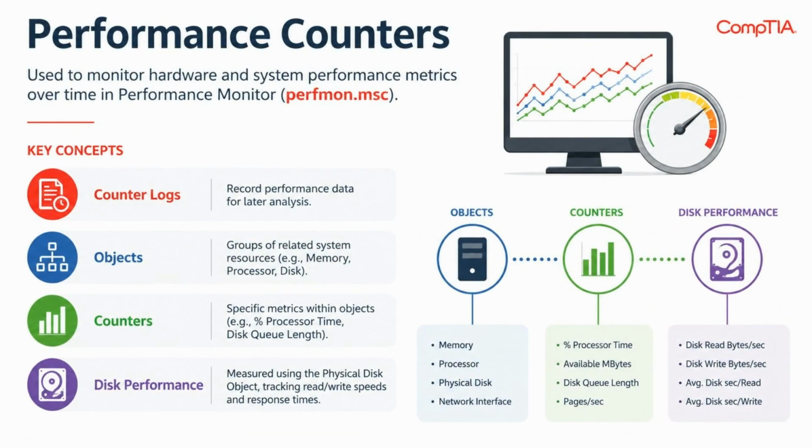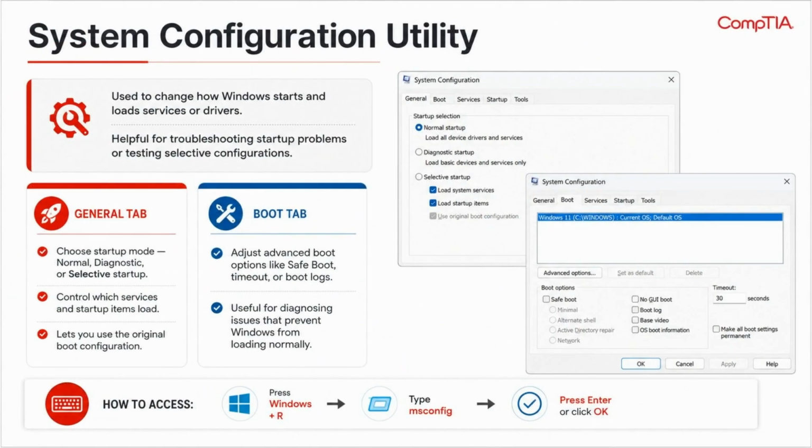For deeper analysis, the Resource Monitor, or resmon.exe, provides a real-time, granular view of system activity. It is particularly effective for identifying resource bottlenecks or tracking disk-heavy applications that Task Manager might not capture in sufficient detail. The Performance Monitor, or perfmon.msc, is our tool for long-term tracking. It uses performance counters, organized into objects like memory or processor, to log data over time, which is invaluable for capacity planning and trend analysis.